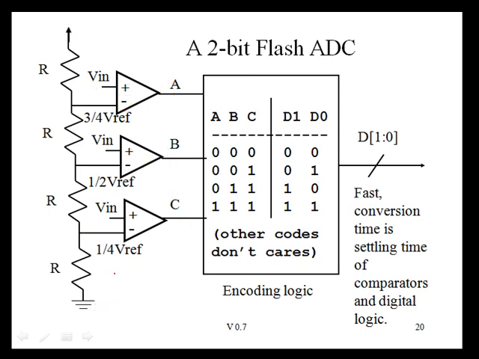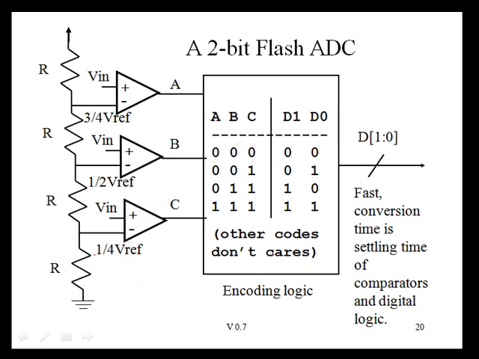So initially, let's assume that our input voltage is less than 1/4 VREF. Then that means that this positive terminal voltage here, which is Vn, is less than the minus terminal. So this output right here is going to be 0. Correspondingly, all these other outputs here will be 0 as well. And so the output of our three comparators will be 0, 0, 0.